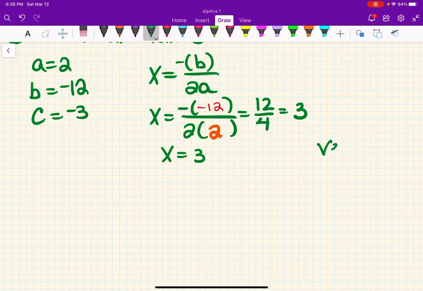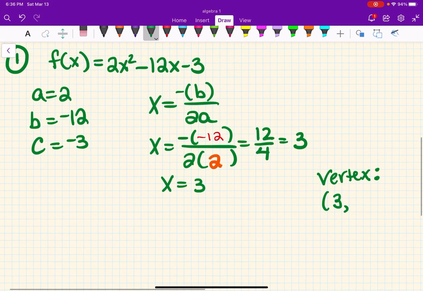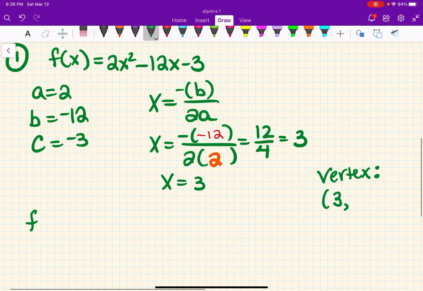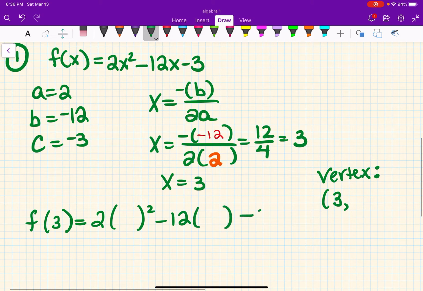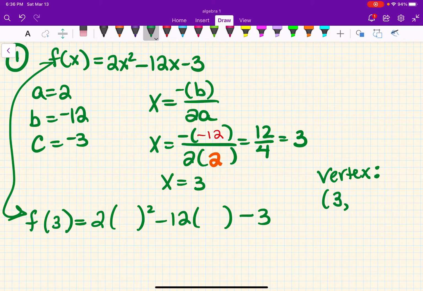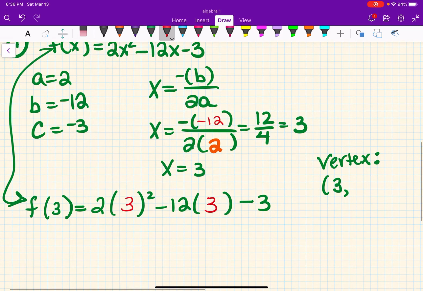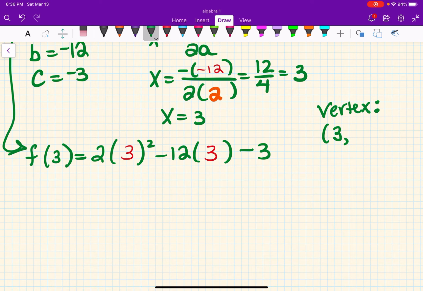So remember, we're trying to find the vertex to get started here. We only have one piece of the vertex, which is 3. We need the second piece, so we're going to have to substitute this back in. F of 3 is what we're looking for. Remember doing this. 2, and again, I'm going to use parentheses where my x's were. So I'm using this equation, and I'm going to put in 3 for my x's. Remember, when solving a function, we leave the left side alone, or the side with the f of x on it.